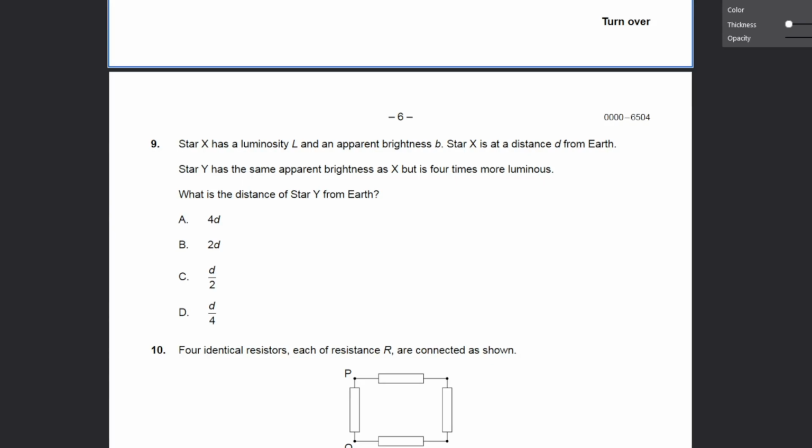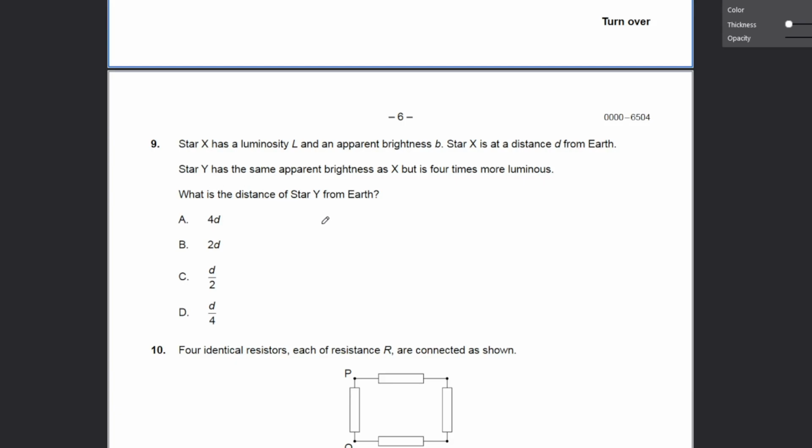Question 9. Star X has a luminosity L and an apparent brightness B. Star X is at a distance D from Earth. Star Y has the same apparent brightness as X, but is 4 times more luminous. What is the distance of star Y from Earth? Okay, so you can use the new data booklet for this, the 2023 Syllabus data booklet. And we can use an equation that is under B.1.